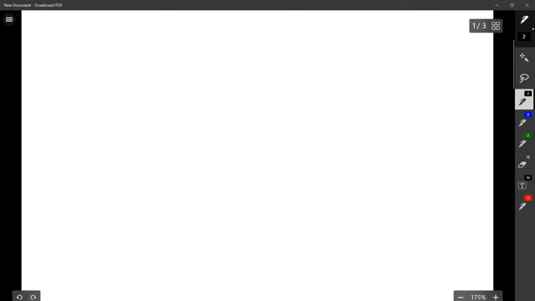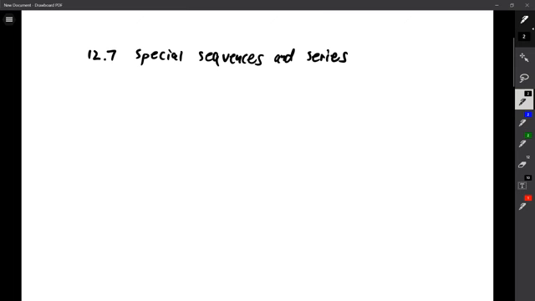All right, so this is 12.7, and it's called Special Sequences and Series. Again, a sequence being a list of things, and a series being the sum of the items in a sequence. And the first big topic here is Fibonacci numbers.